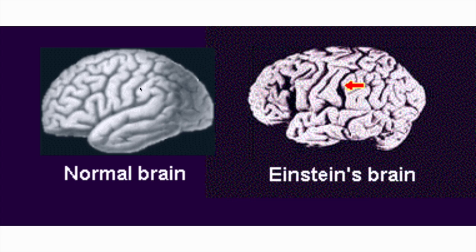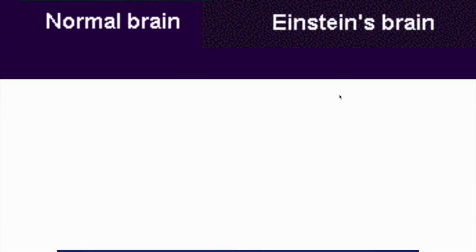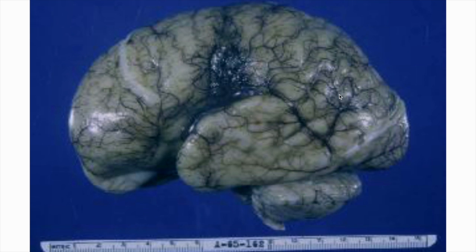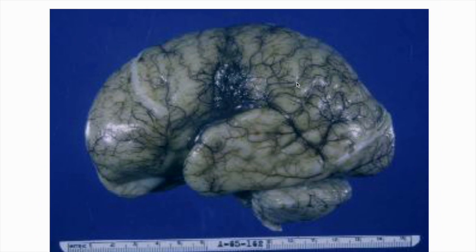And here we see a normal brain, and here we see Einstein's brain, and it is much more wrinkly, much more folds. That means he had more surface area for his cerebral cortex, and that's the part that does all your thinking. So that's why Einstein was smarter. And then if you look at the brain of a mentally retarded person, you don't see those gyri, so they don't have as much surface area. That's why they were not as smart.